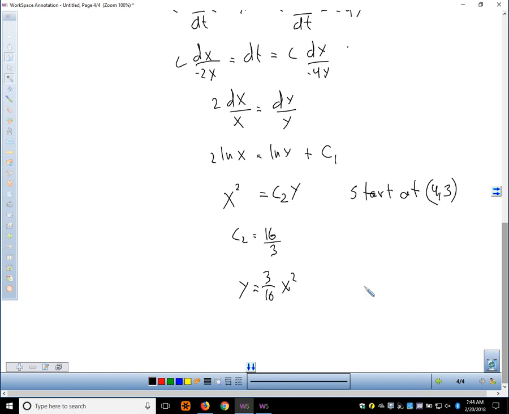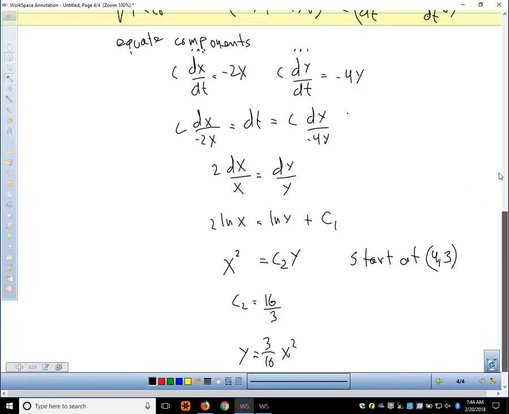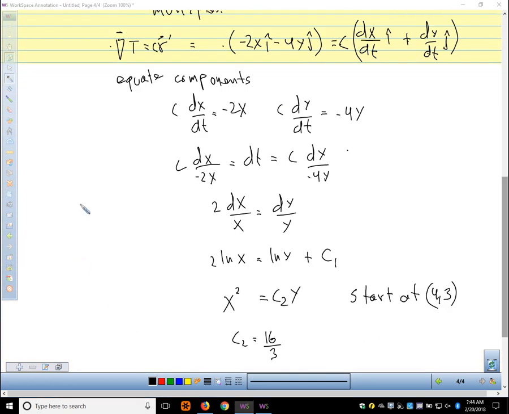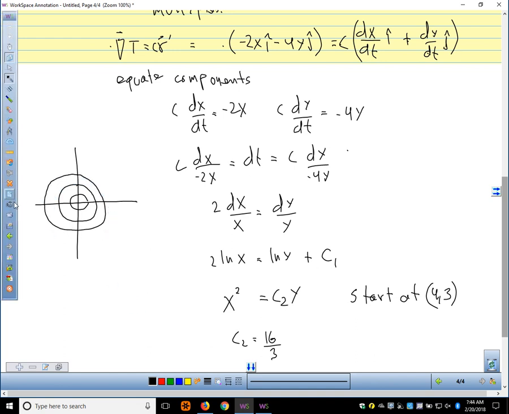All right, so let's draw a picture here. If we draw level curves of this temperature, what are those level curves? Ellipses. So if we draw a picture of our temperature at any particular point, we get ellipses like so. This is just a rough sketch of my temperature field. They're horizontal. Let me make that ellipse a little better. There we go.